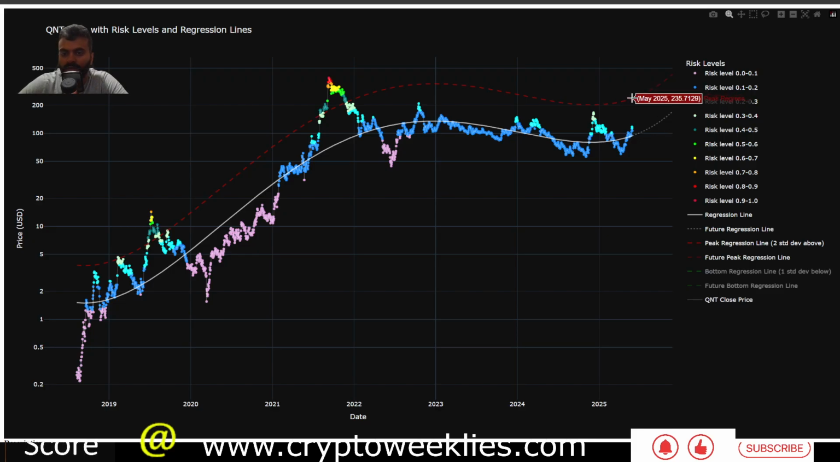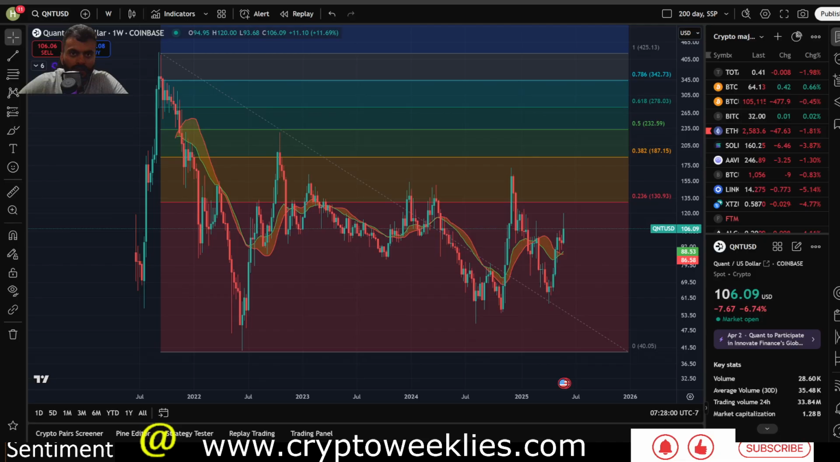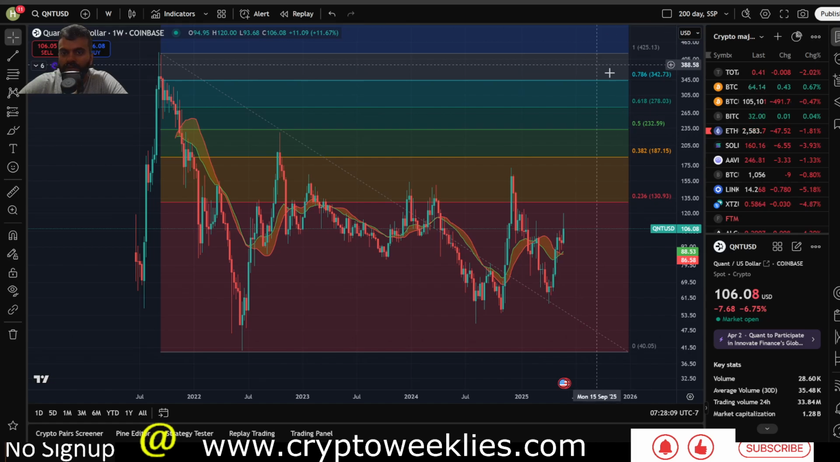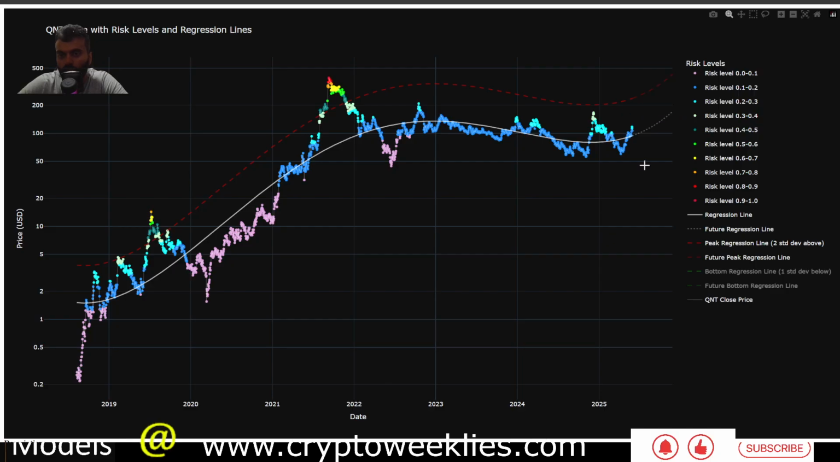Right now it's at around $235, as close as that can be to the 0.5 fib level. But in 6 months in time, that level could be at around somewhere between $400 and $430. That takes the price close to that 1 fib level, that is close to the previous all-time high for Quant.